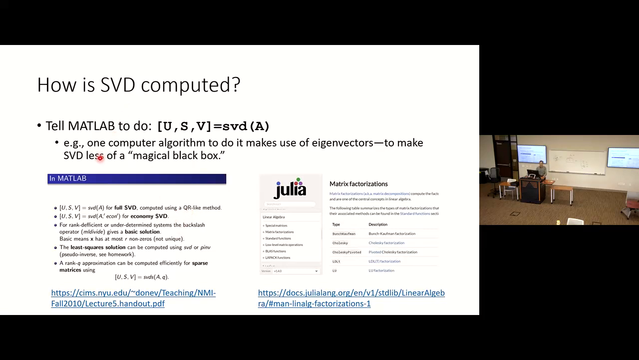So how is SVD computed? Using the built-in function, you can have the SVD function in MATLAB and give it a matrix A. A matrix can be any shape, and you always get the 3 matrices, S, U, V. The algorithm, as I said, is very stable, so we need to understand a little bit of what's inside this function, okay? That's a Julia version and the same thing.